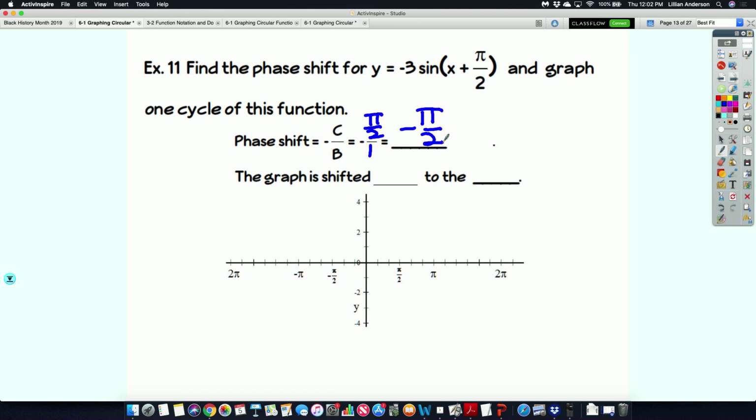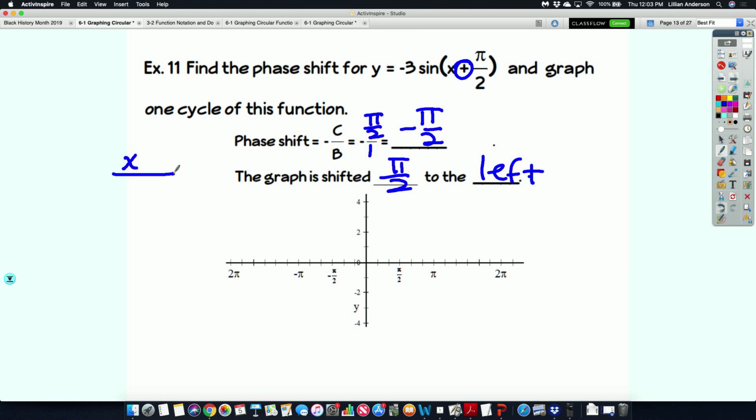That negative pi over 2 lets you know the graph is going to be shifted to the, which direction? Left. Shifted pi over 2 units to the left. That minus pi over 2 is basically what you would do to your table to get those values. That phase shift, that value you get, is what you actually apply to your x's to get the phase shift. But the rule still applies. Whatever this symbol is, you do the opposite of it.